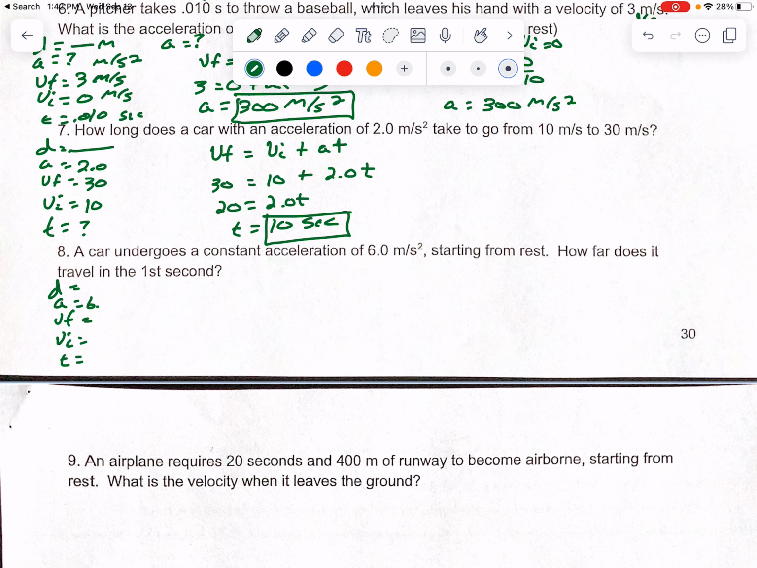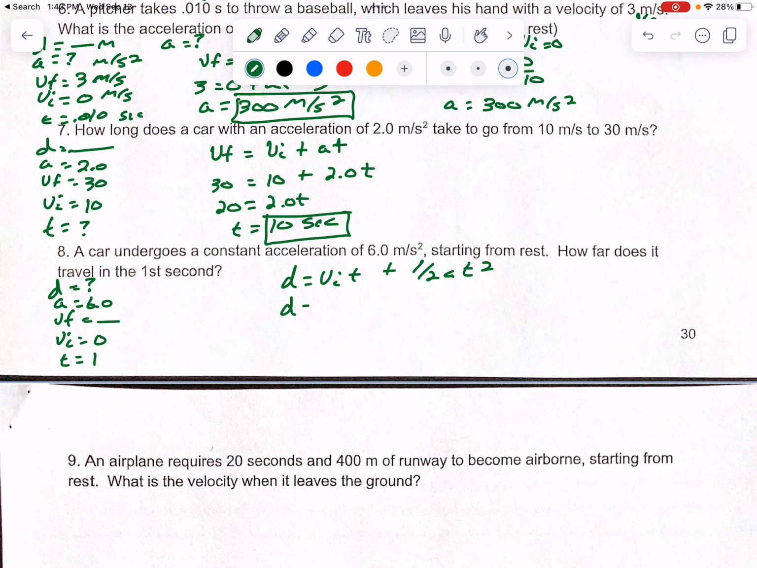A is going to be 6.0. Starting from rest, so VI is going to be 0. How far does it travel in the first second? So you're looking for distance, and I gave you time was 1 second. That means we did not care about VF. So we're going to do D equals VIT plus 1/2 AT squared.